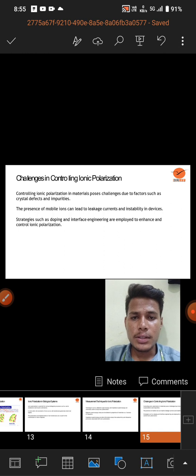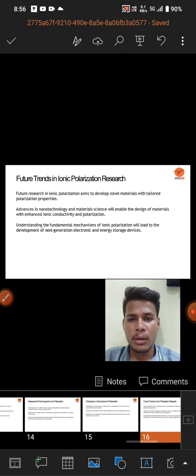The challenges in ionic polarization. Controlling ionic polarization in materials poses challenges due to factors such as crystal defects and impurities. The presence of mobile ions can lead to leakage currents and instability in devices. Strategies such as doping and interface engineering are employed to enhance and control ionic polarization.